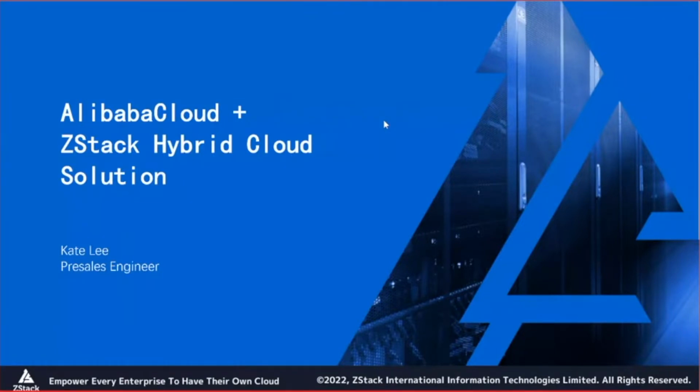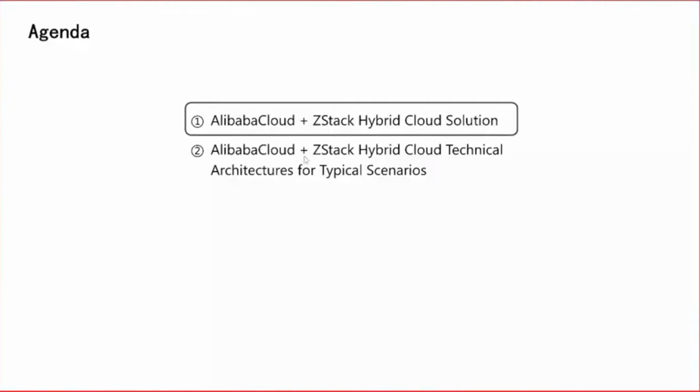ZStack is a private cloud software solutions provider originating from Shanghai, China. It works with Alibaba Cloud to provide hybrid cloud solutions to enterprises and organizations, helping them realize hybrid cloud infrastructure deployment. So, as mentioned, today's topic will be the AliCloud ZStack hybrid cloud overall solutions, as well as the technical architecture of the typical application scenarios.